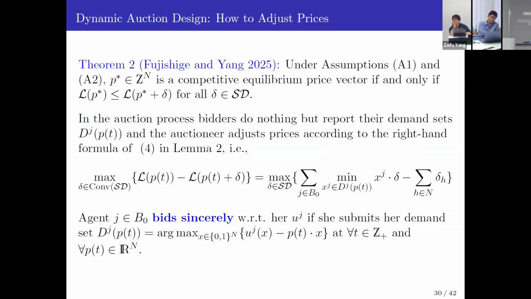Okay. Now we also have another pretty important theorem. So actually, this search set is also an optimal test set. So on any market which satisfies conditions A1 and A2, P star is a competitive price vector if and only if at this P star, this is less than or equal to P star plus delta for every price change in the search set. Okay, so now we can have the auction.